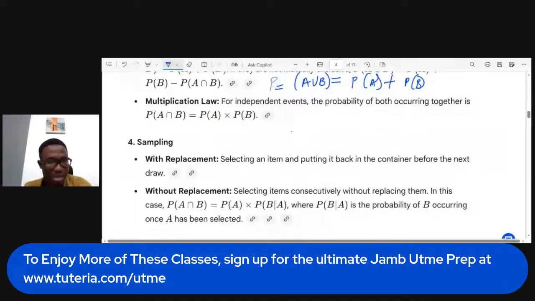That means this one occurring is not affected by the other one occurring. So the formula here is simple. You use multiplication. In addition law, we use plus. In multiplication law, we use times. So probability that both events occur together will give you P, probability of A times probability of B. Let's move very fast.